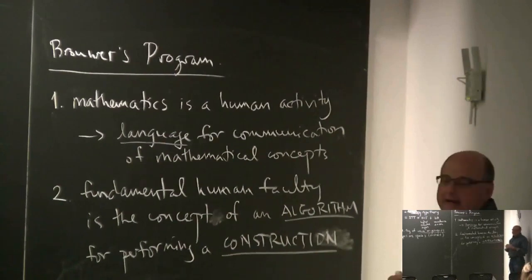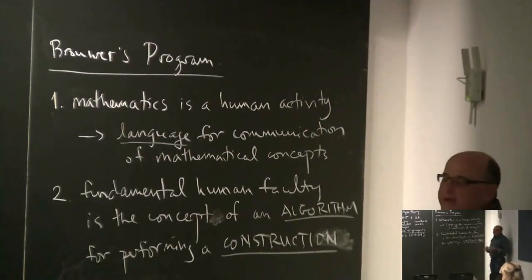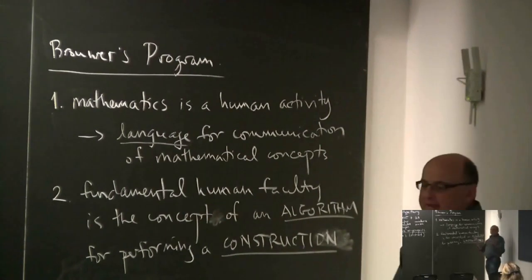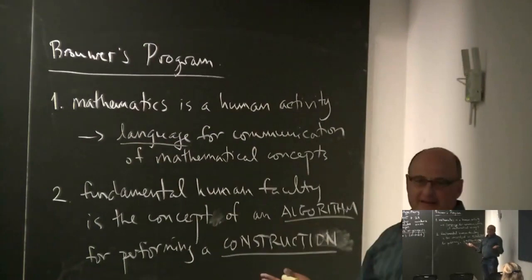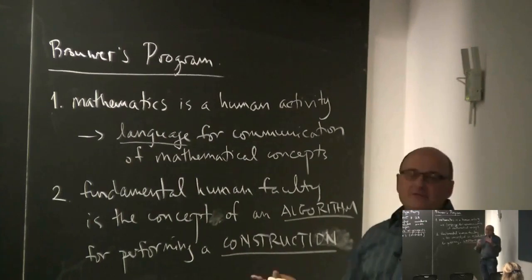And in fact, Brouwer's principle is that the only way that we could ever be talking about infinite things is by virtue of describing how to get at them by an algorithm. There is no other finite form of communication.